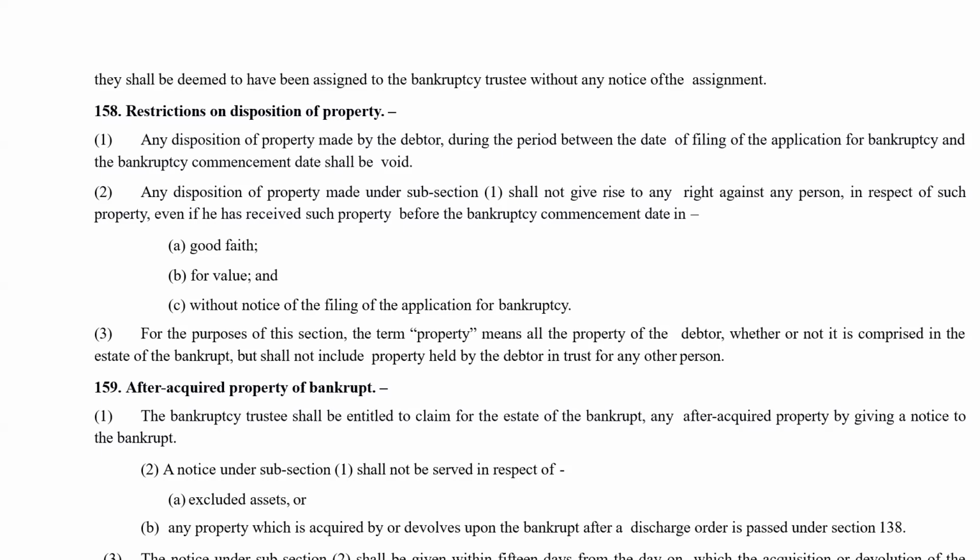Suppose a person files the application and in the meantime disposes of the property. So the RP will give his report that he has already disposed of his property during this period. And then the adjudicating authority may entitle the creditor directly to proceed for bankruptcy. This is one section, section 100 subsection 4.